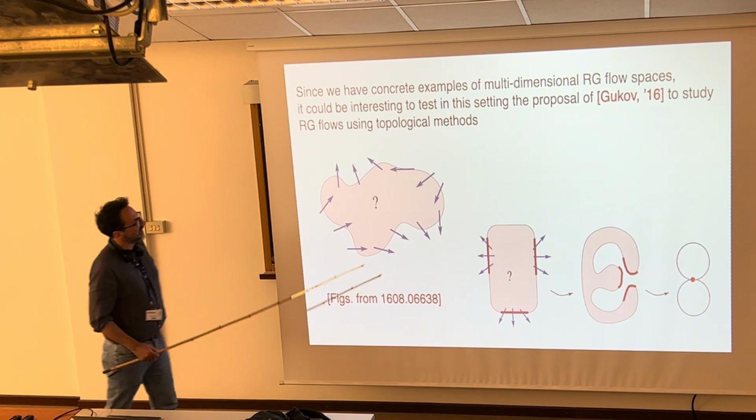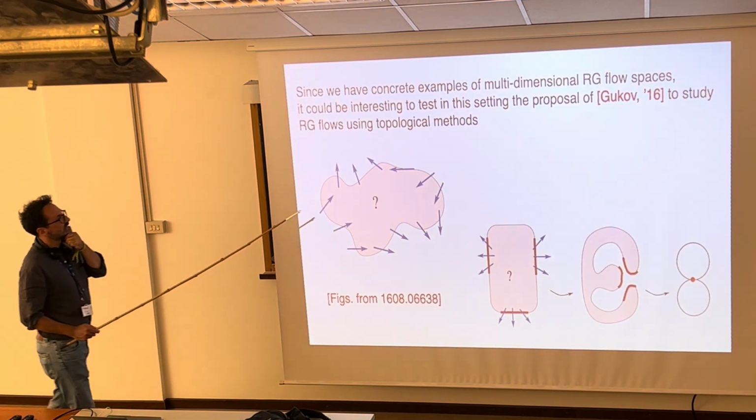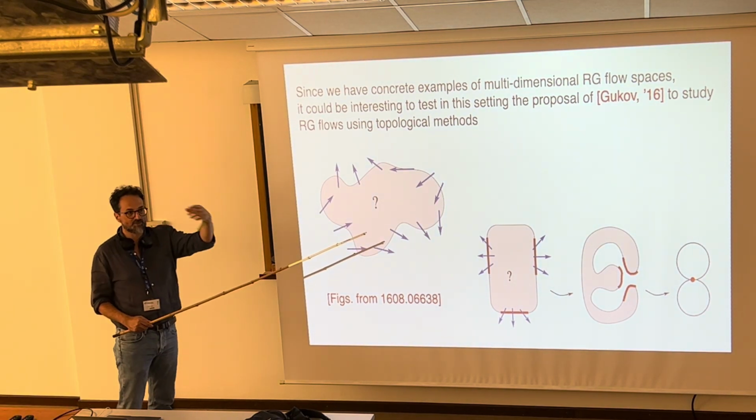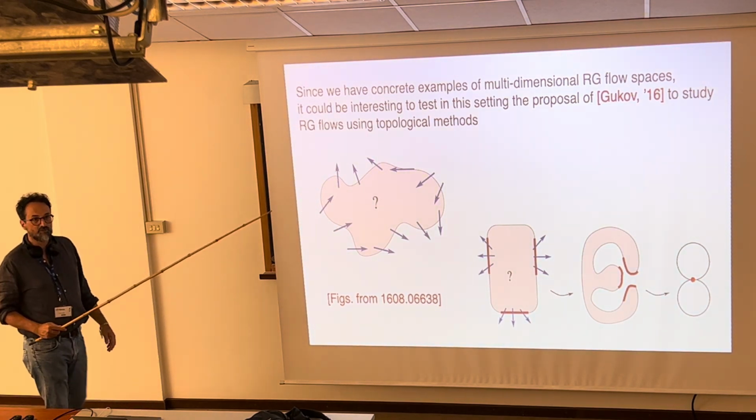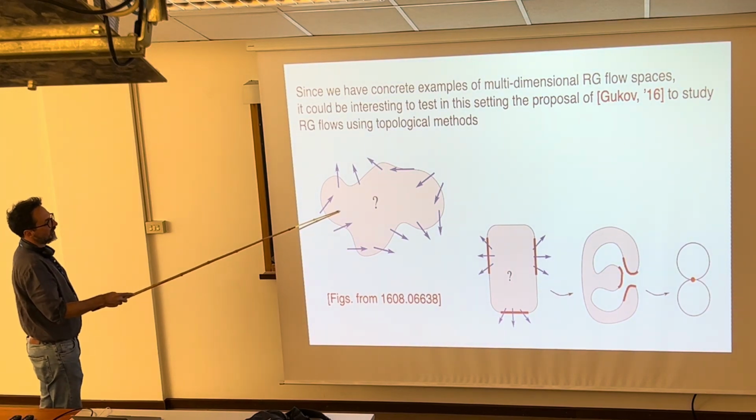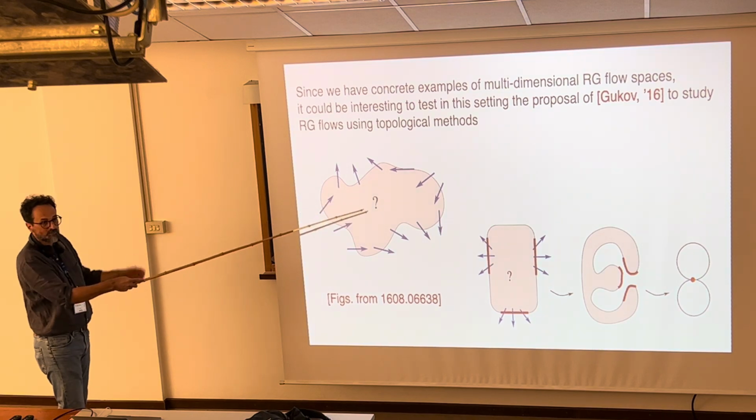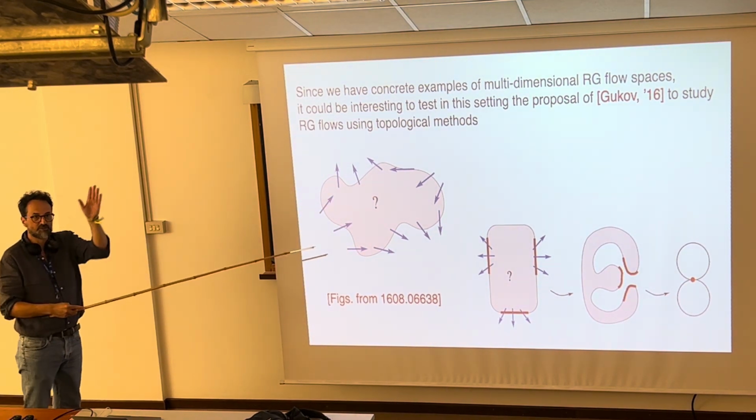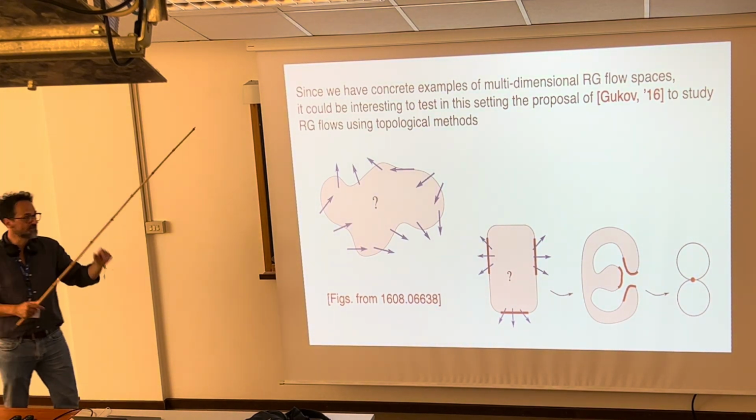There is a nice paper, or a couple of papers by Gukov a few years ago, in which he studies RG flows as dynamical systems. The idea is to use some topology to extract information. For example, imagine that you have some RG flow space, and you don't know anything about what happens in the interior of this volume, but you only know the direction of the RG trajectories on the boundary of this volume, on the surface.